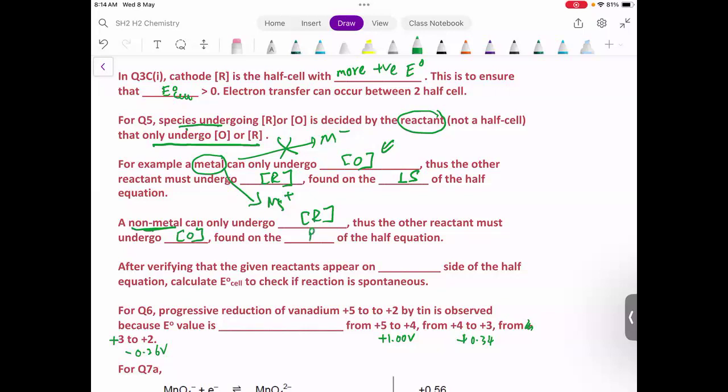Yeah, the right side. Okay, so these are your thinking process. After verifying that the given reactants appear on the opposite side, okay, it's not always that the two reactants will automatically appear on opposite sides. Sometimes they appear on the same side. So if they appear on the same left side or the same right side, then there will be no reaction. You don't even need to calculate E0 cell. You should know that a redox couple is not formed, therefore no reaction at all.